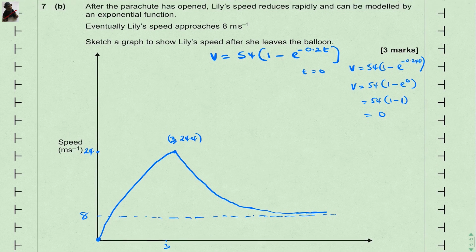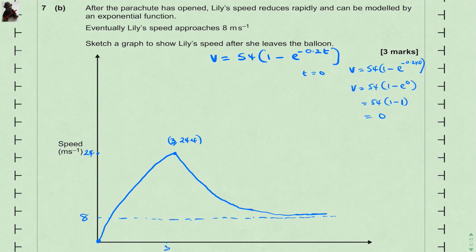Remember, v approaches the line of 8 meters per second. So the line 8 meters per second is the line of asymptote. Let's spell that clearly: asymptote. That's the line it approaches but never touches.